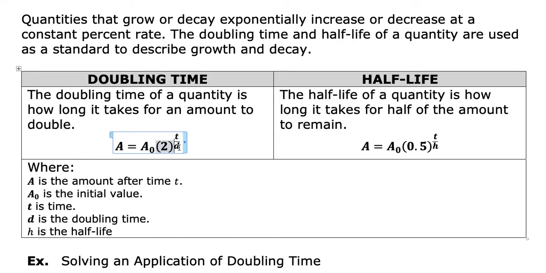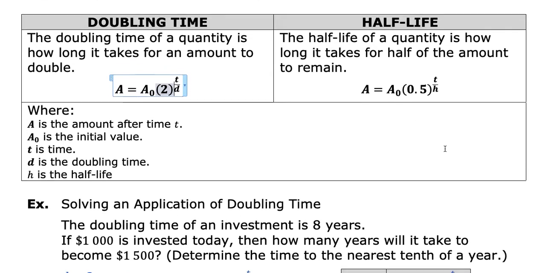It's just that we have introduced the idea of doubling and half-life with the concept of a period, which will become helpful in future chapters. Next, the half-life of a quantity is how long it takes for half of the amount to remain. So we still have some components that are the same, such as the initial value. The growth rate is a half. Our variable t represents time, and the denominator of the rational exponent is h, which stands for the half-life of the quantity. So we'll see some application questions.